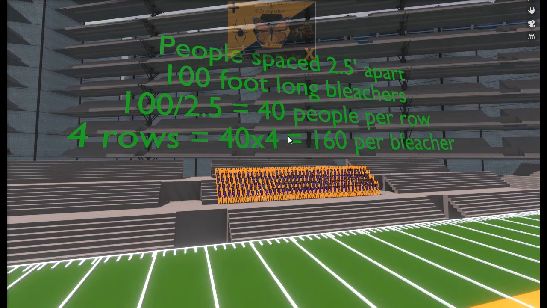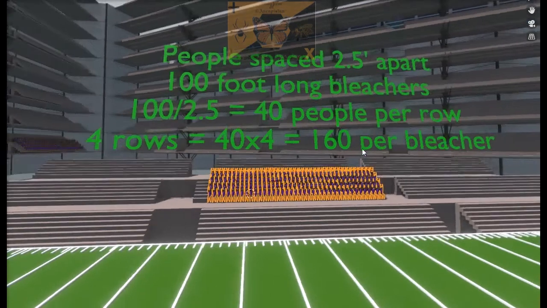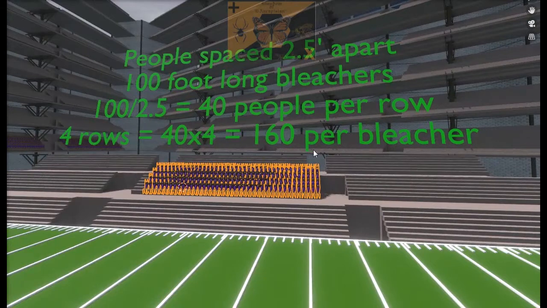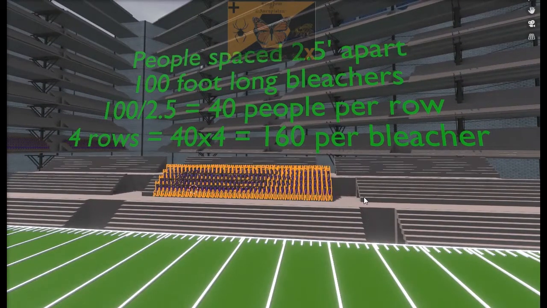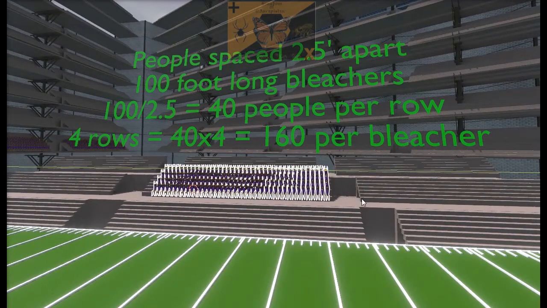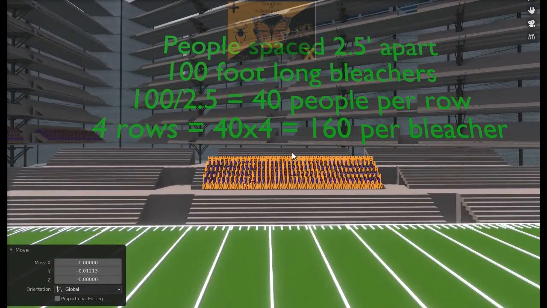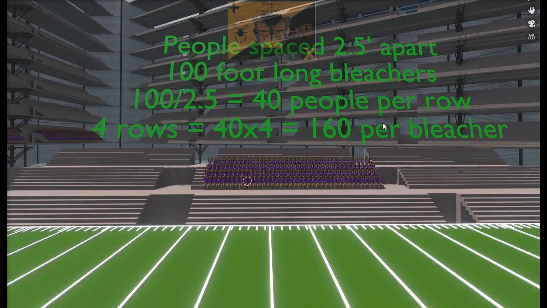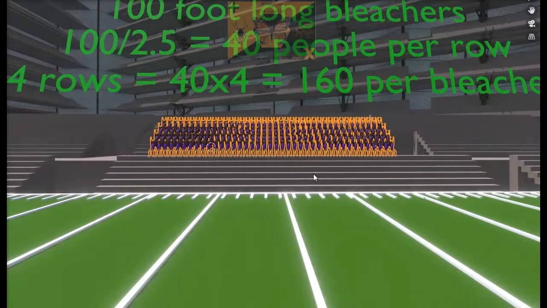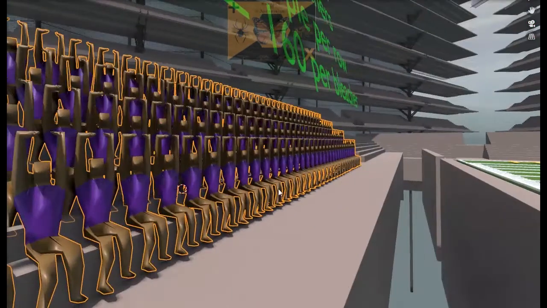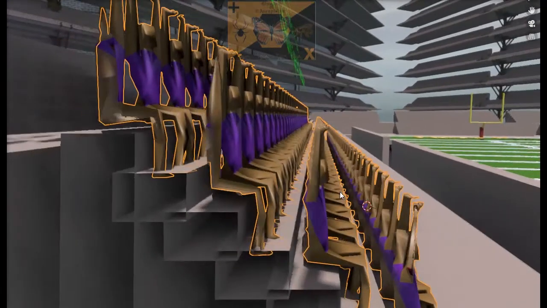so people can't cramp together or spread out to enlarge their numbers. So, 100-foot long bleacher sections. In this video I didn't do that, but let's just pretend that they're all 100 feet. The sections of people are 100 feet exactly. This is 100 divided by 2.5, which is 40 people per row, and 4 rows is 160 people per bleacher. So this is 160 people right here, all lined up, all ready to vote.